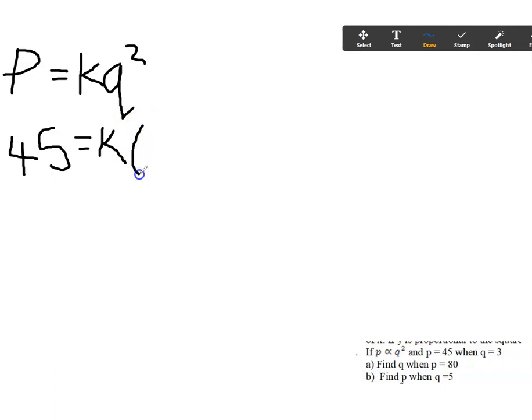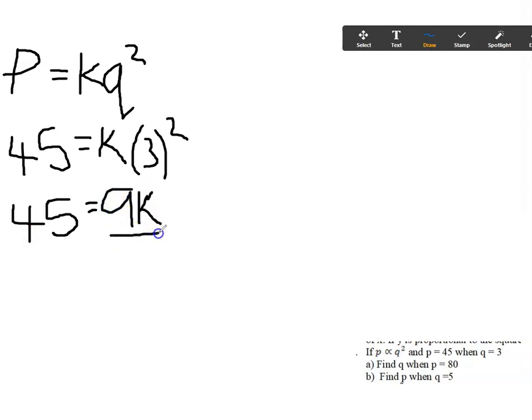So Q is 3 when P is 45. So that's 3 squared because it's Q squared. So 45 is equal to 3 squared, 9, so 9K. We want K, so we divide both sides by 9. Therefore, K is equal to 45 divided by 9, which is 5. So we have found K.